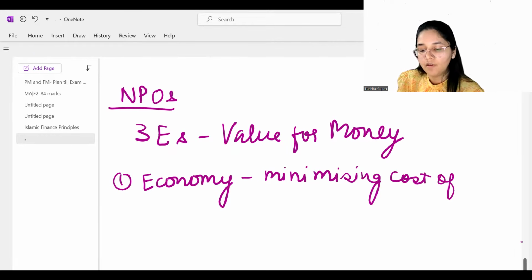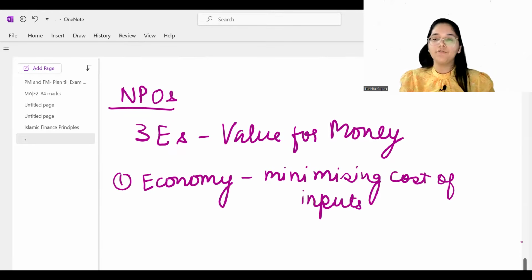Cost of inputs. So whatever inputs. Firstly, let's take an example of a charity which has a hospital. If I have a hospital, what are going to be my inputs? My inputs are going to be the fees that I pay for doctors, for nurses, and the medicines that are going to get consumed in the hospital.